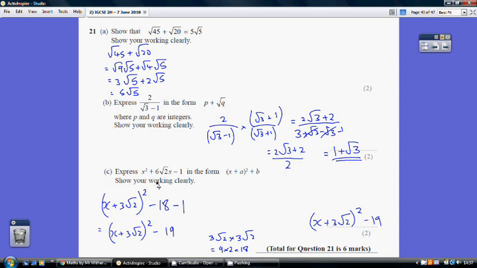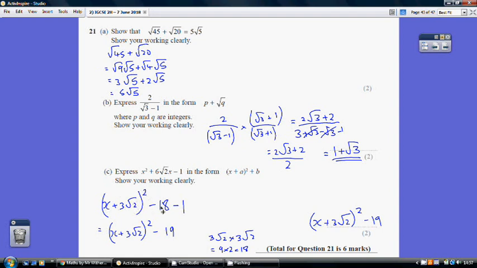Now for part C, although it looks a bit weird, you've just got to follow your standard practice for completing the square. Your starting point when you're completing the square is to make it x plus half the coefficient of the x, all squared. So what is half of 6 root 2? That's 3 root 2. So our bracket is going to be x plus 3 root 2 all squared.